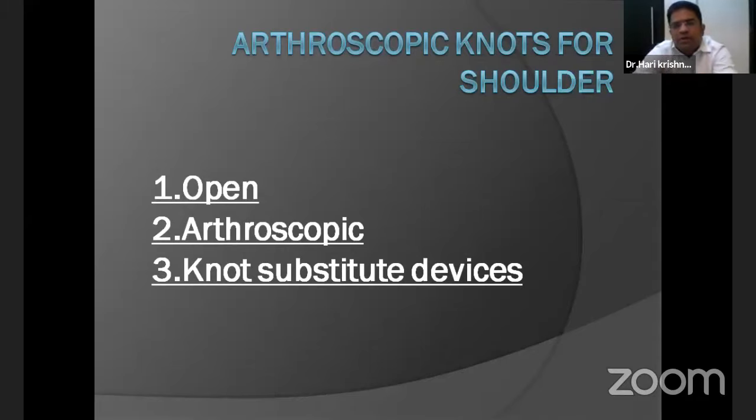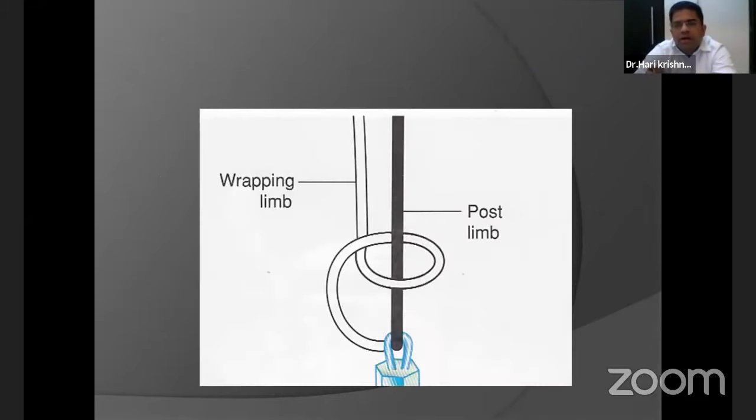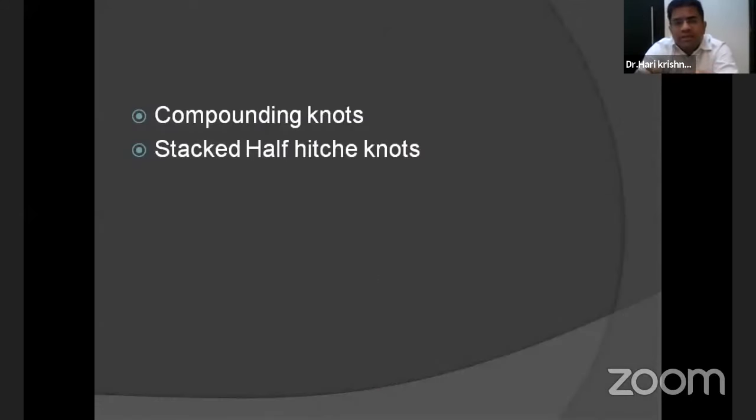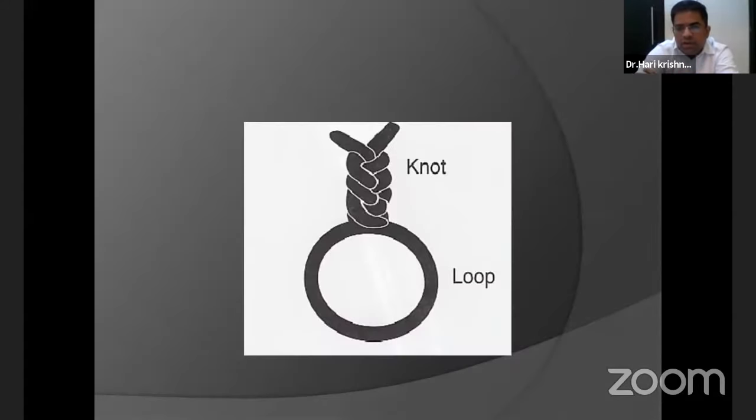What important topic we should know on knots is that there are two threads which we take from the anchor. One is called the post limb and one is called the wrapping limb. So once the wrapping limb is on the other side and one is the post limb, most arthroscopic surgeries use compounding knots, like modified Duncan knots or stacked half hitches. So go on putting half hitches and then tie the knots, or put a compounding knot, 3 to 4 stitches at the same time, and go on putting the knot. So this is a loop after you tie the knot, and this is a knot.